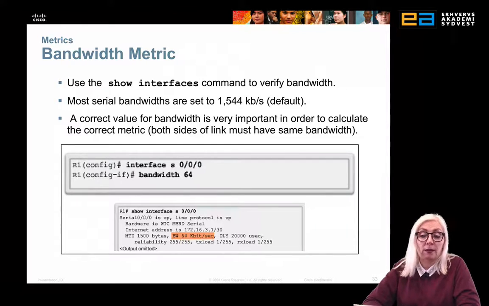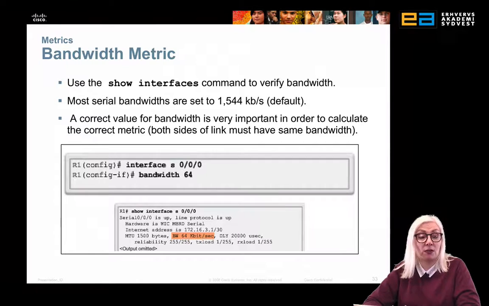So if I want to set and change the bandwidth, I can do that with the bandwidth command. Of course, if I have a fast Ethernet interface, the bandwidth is 100 megabit. If I have a gigabit, it's 1 gigabit. If it's a 10 megabit Ethernet, well, then it's 10 megabit. And that is the bandwidth.